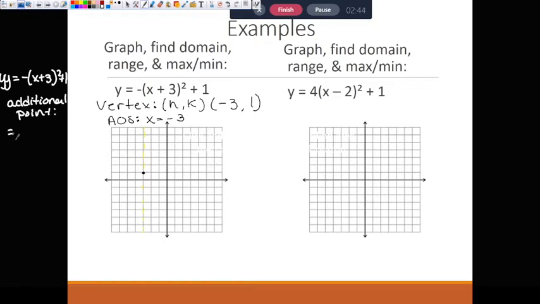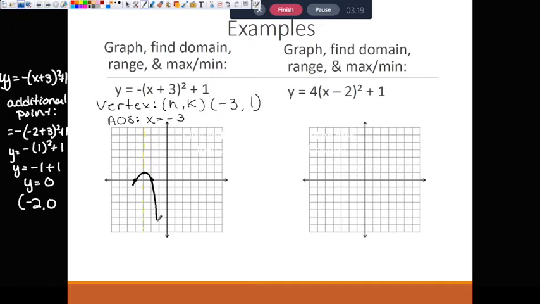So, -(-2 plus 3) squared plus 1. So this will be -(1 squared) plus 1. So y would equal -1 plus 1, so y would equal 0. So my additional point would be (-2, 0). So I'm going to plot that point onto my graph, (-2, 0). And then I will mirror that point over. And that is our graph.